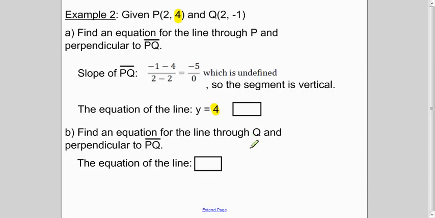I'm going to do the same thing, but this time using point Q. So the slope hasn't changed at all. So it's still y equals, right? We want a horizontal line. And let's see, if it's going through Q, then the y coordinate will be -1.